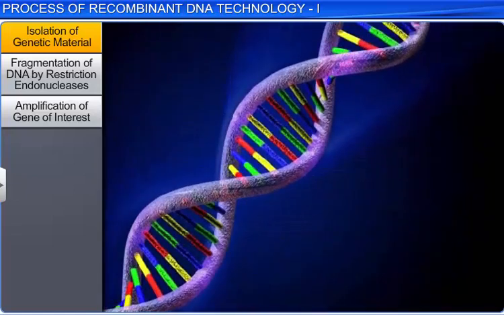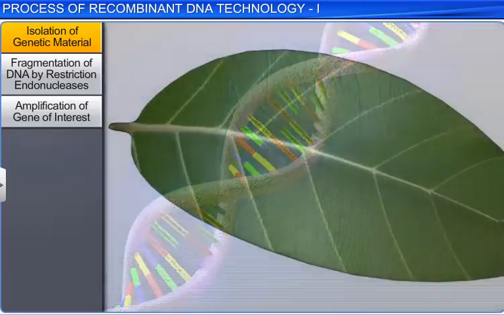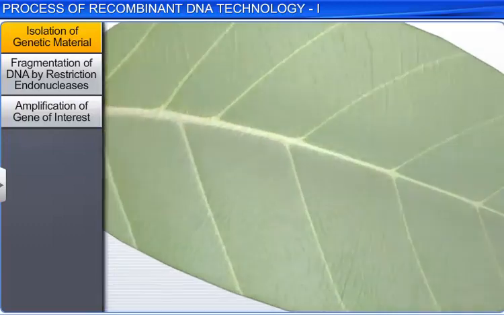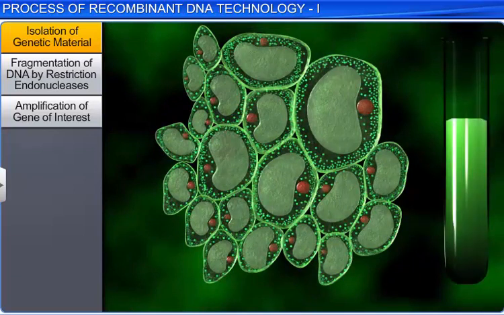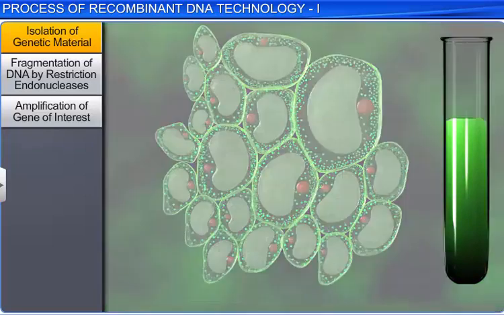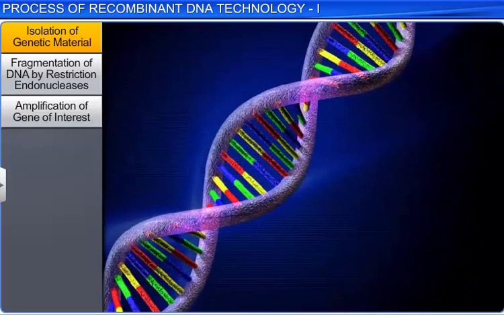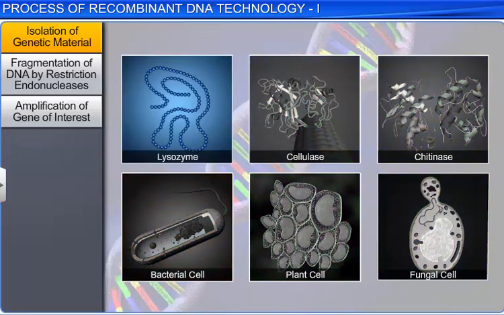To obtain DNA, a sample of cells is generally blended or ground thoroughly. This helps separate the cells from each other. Now, in order to isolate DNA, enzymes such as lysozyme, cellulase, and chitinase are used to treat bacterial cells, plant cells, and fungal cells respectively.